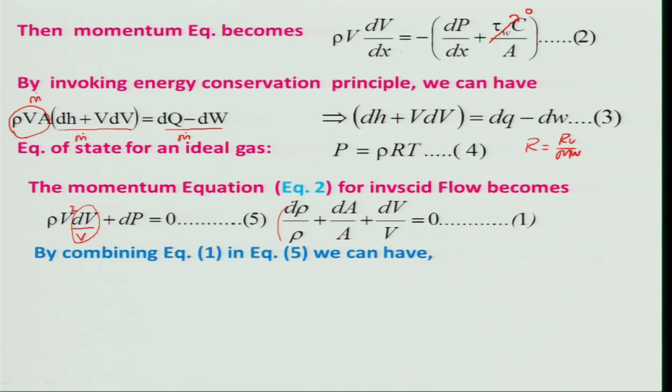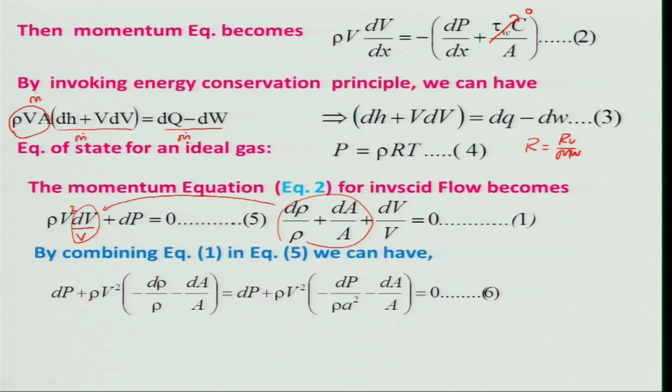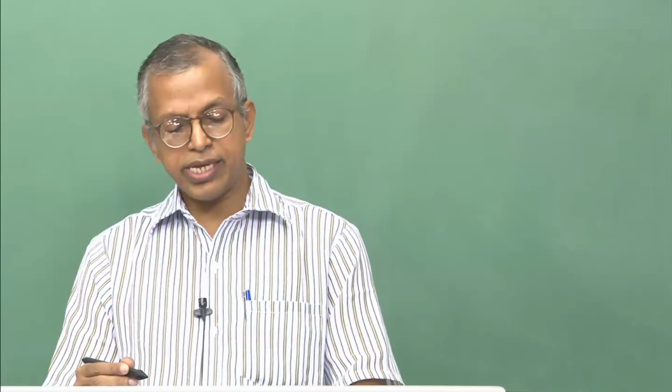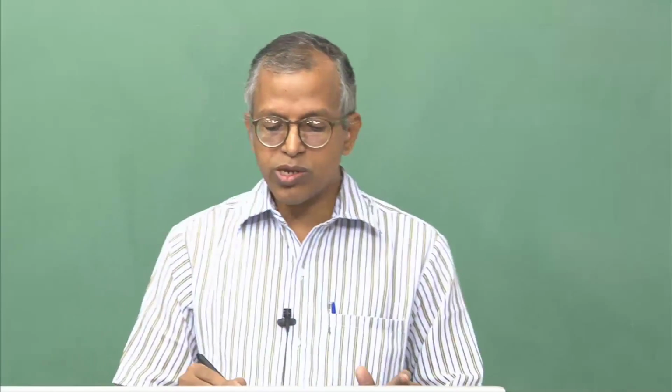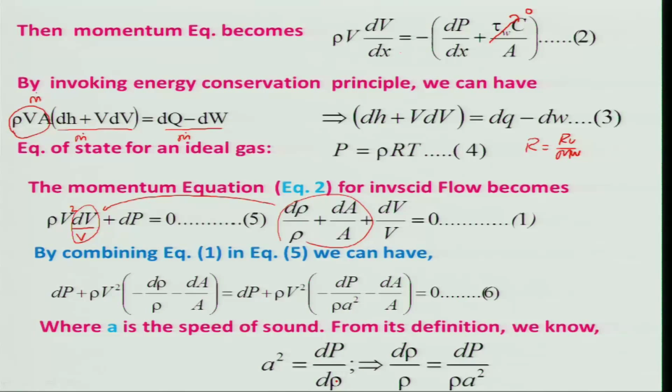In this place, I will be using these terms, keeping in mind the minus sign. When I do that, what will I get? I will get dP plus rho V square minus d rho by rho minus dA by A, and we know that we can relate this d rho with the dP. How? From the definition of speed of sound, a square is equal to dP by d rho, and so d rho by rho becomes dP by a square into rho. So, I will substitute these values over here.